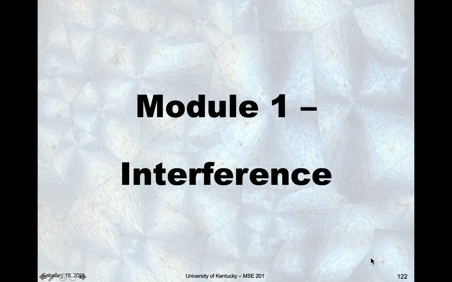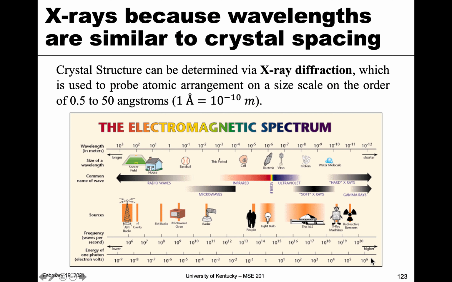All right. At the end of the last lecture, we did a demo with a laser pointer and the sieves. Today, we're going to start talking about the theory behind what was happening in that demo. So, we're going to first talk about what we call interference. Real quickly though, we're entering this section on X-ray diffraction, and we want to know why we use what we use.